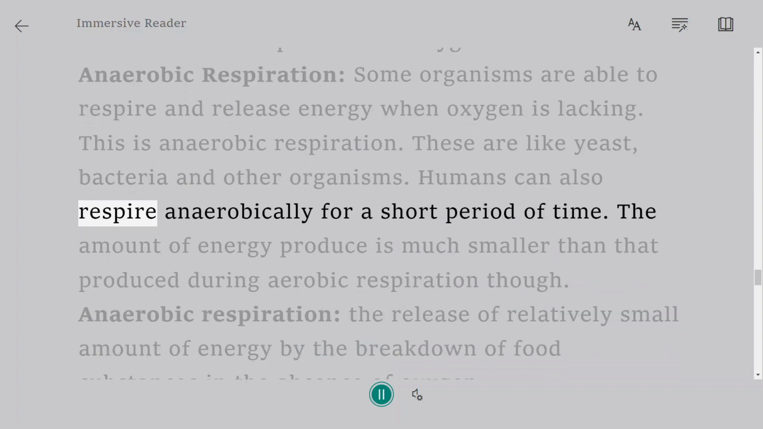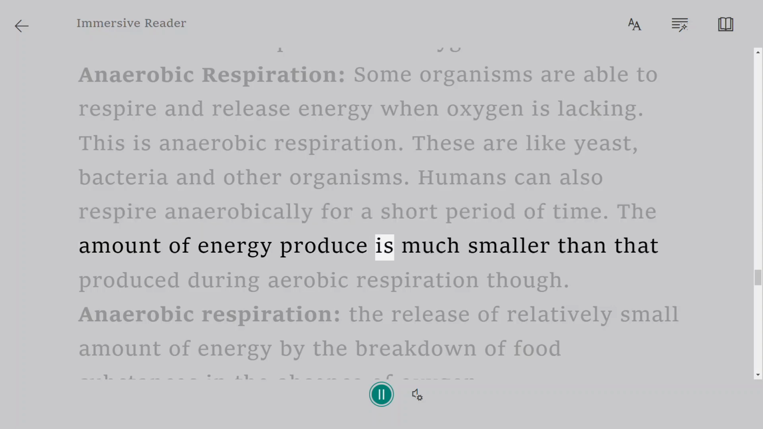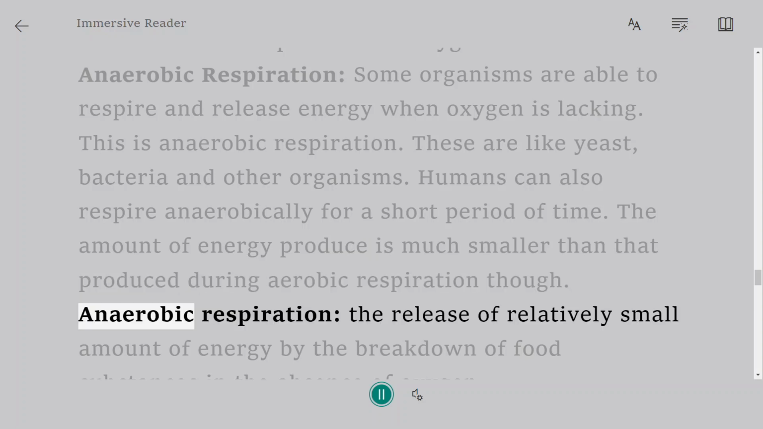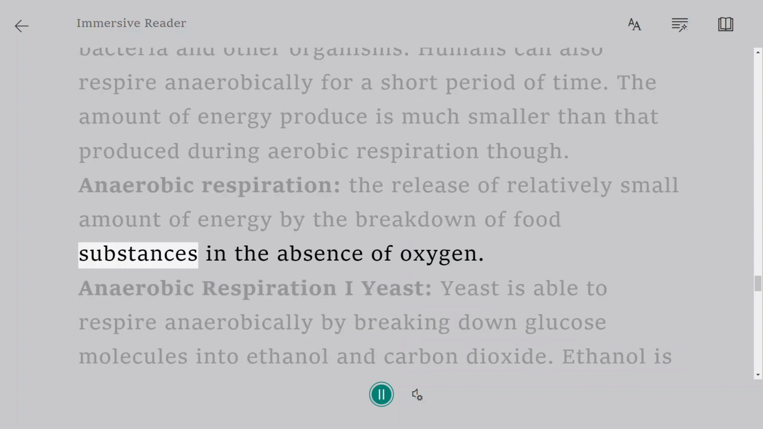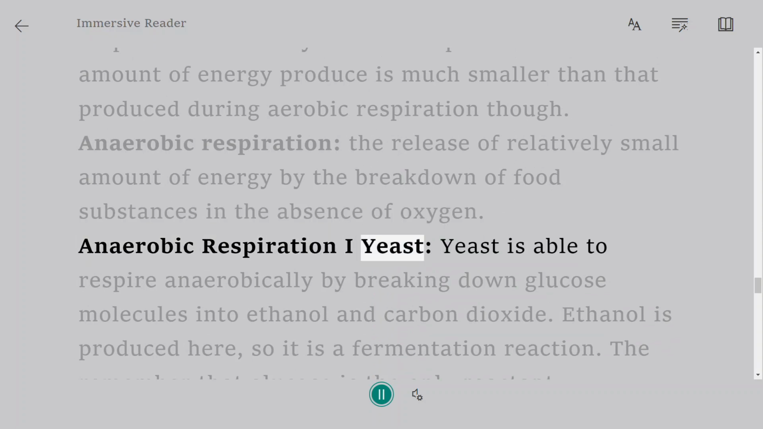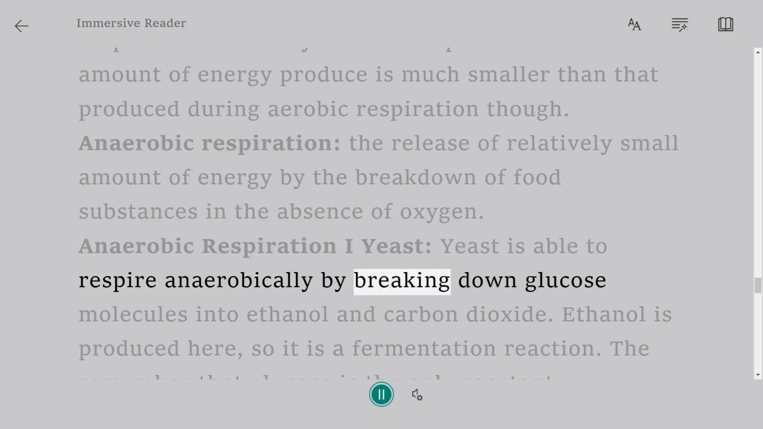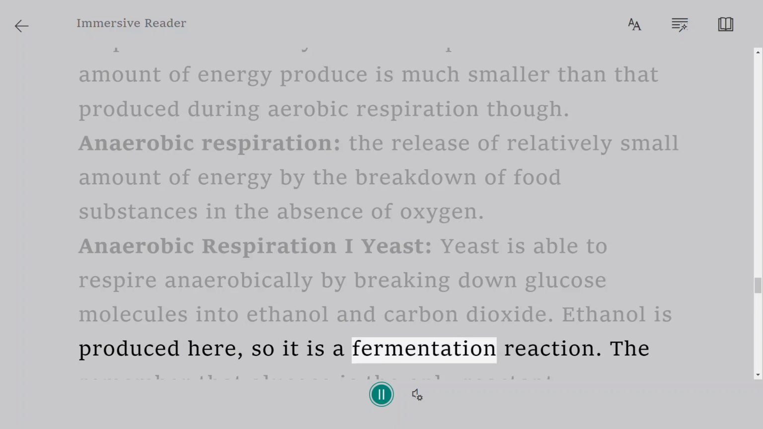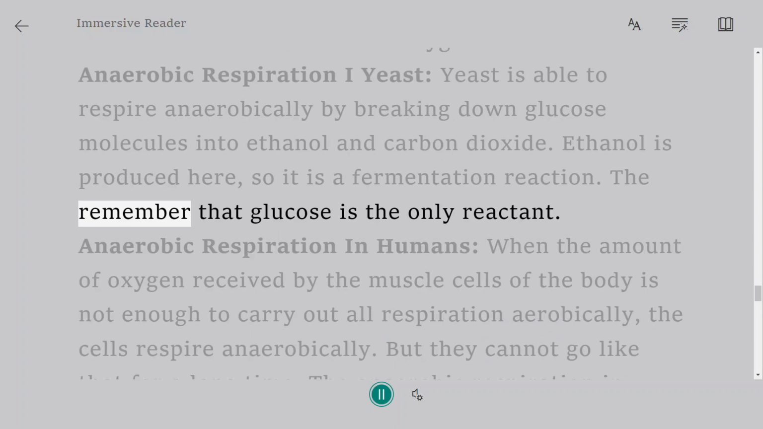Humans can also respire anaerobically for a short period of time. The amount of energy produced is much smaller than that produced during aerobic respiration though. Anaerobic respiration: the release of a relatively small amount of energy by the breakdown of food substances in the absence of oxygen. Anaerobic respiration in yeast: yeast is able to respire anaerobically by breaking down glucose molecules into ethanol and carbon dioxide. Ethanol is produced here, so it is a fermentation reaction. Remember that glucose is the only reactant.